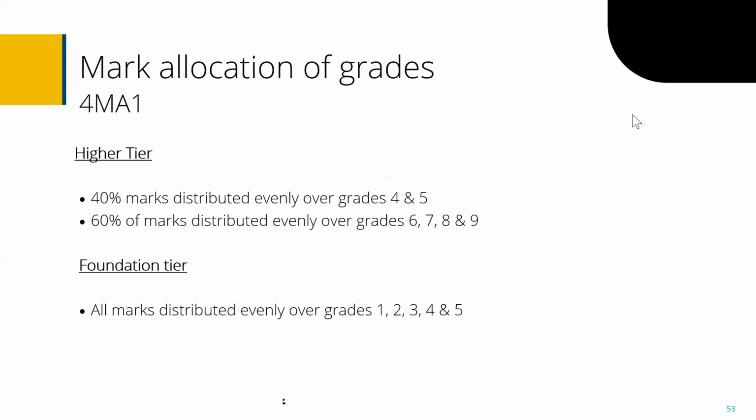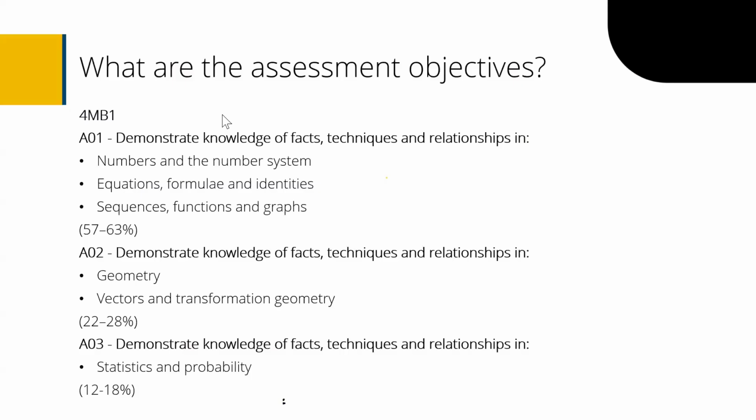We are going to look at MB1 now. In a similar way, we've got 3 assessment objectives. Assessment objective 1 is number and algebra and accounts for between 57 and 63 marks. You can see the percentage below. Assessment objective 2 is geometry and vectors. Assessment objective 3 is statistics and probability. And you can see the weighting for each one. So again, when you come to decide which of the specifications you want, you consider the assessment objectives, the weighting, and then the ability of your students.